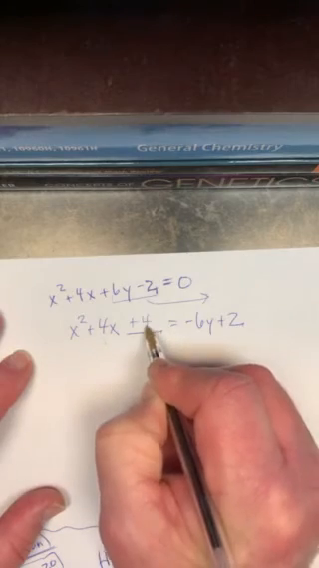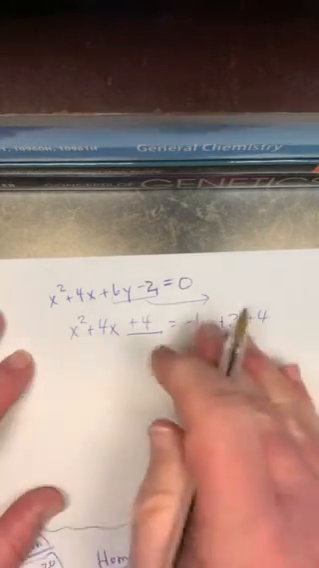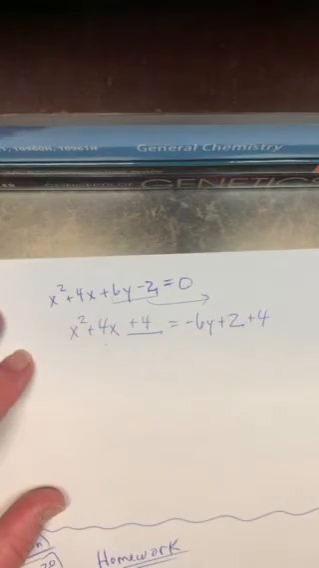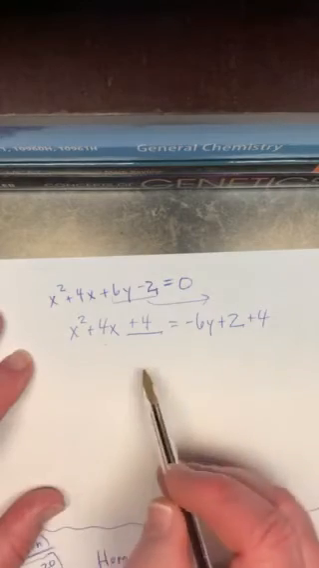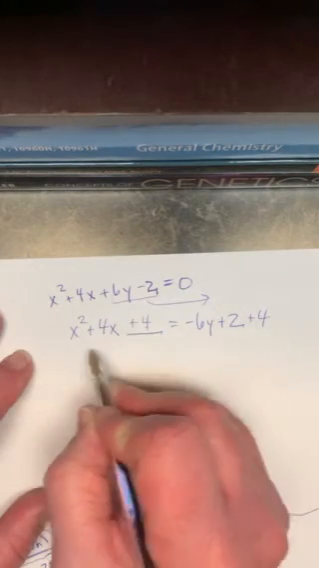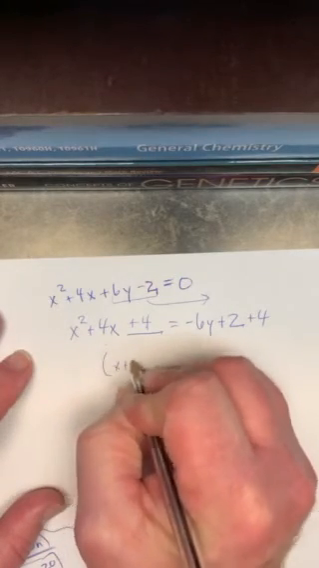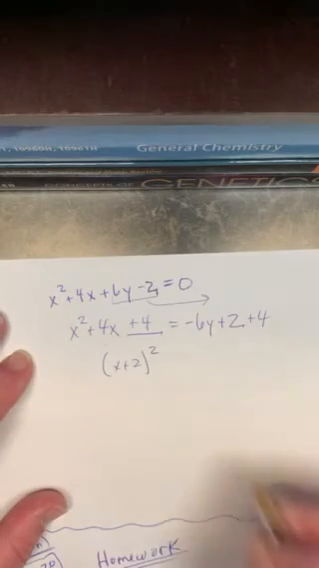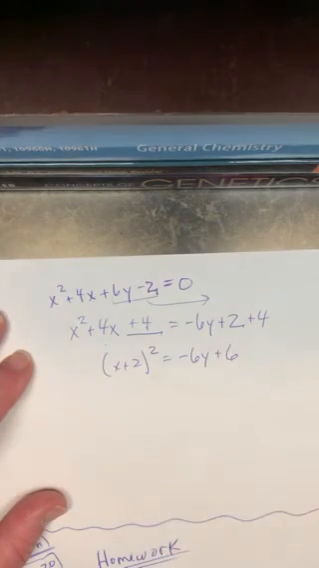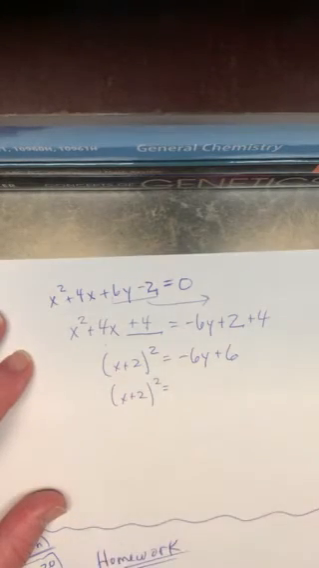And whatever I do to one side, I do to the other. So just like always, when we complete the square, cut the middle number in half and square that answer. Cleaning this up now. Do you agree that this is now a perfect square trinomial? I would break it into x plus 2 times another x plus 2, so it's really x plus 2 squared equals negative 6y plus 6. Almost done. Last step, and it'll be in standard form.